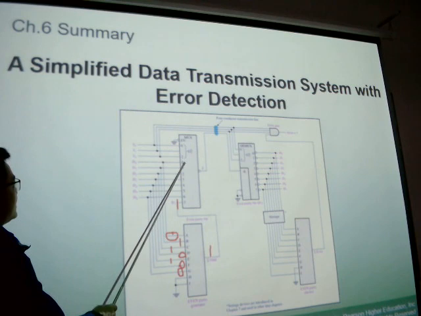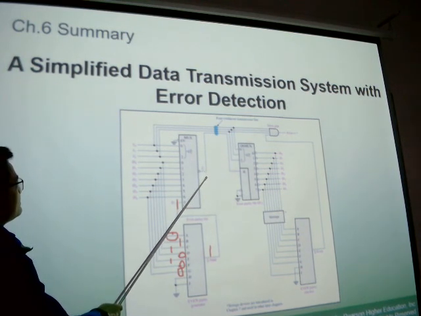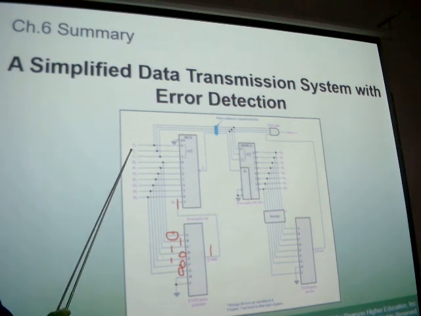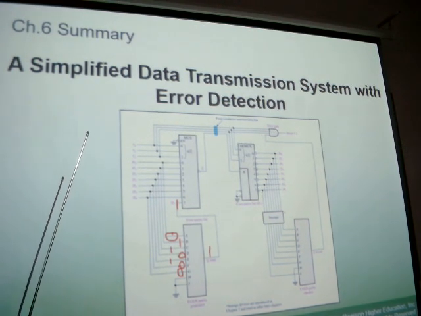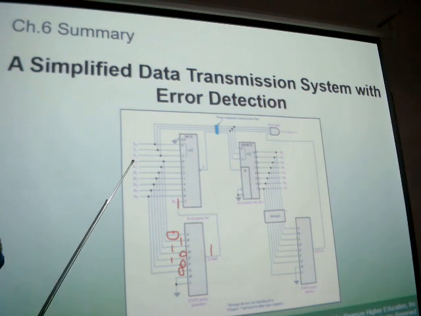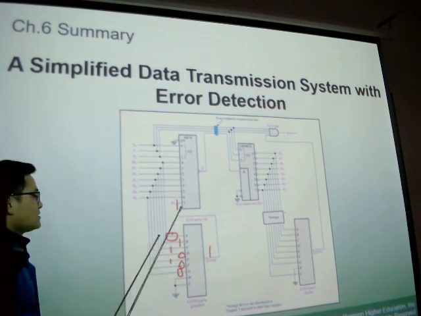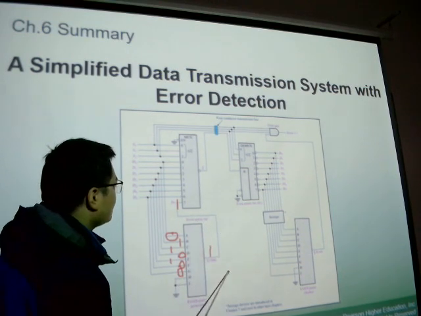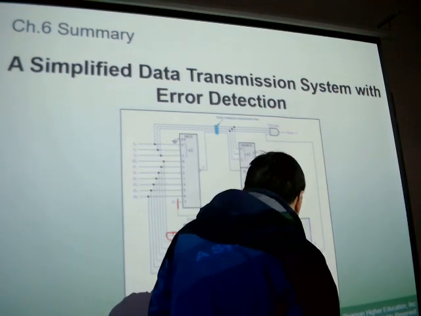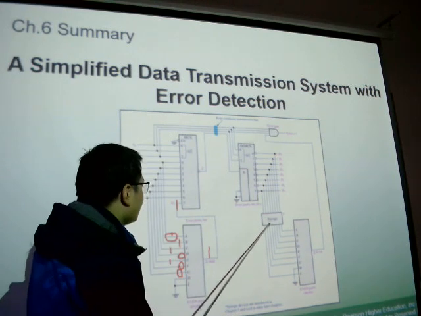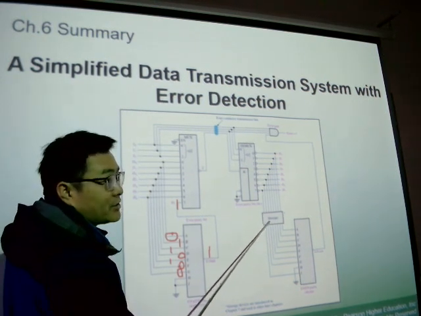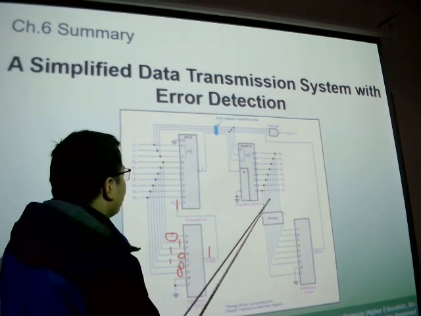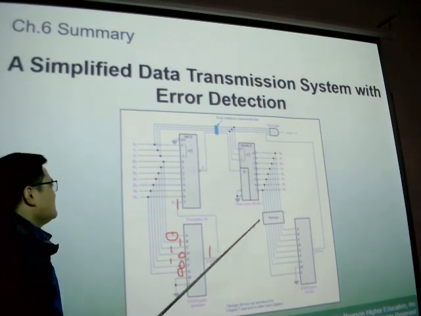The data will be transmitted to the output by the selected input. Similar to the data, this chip is storage. It can store the input data.